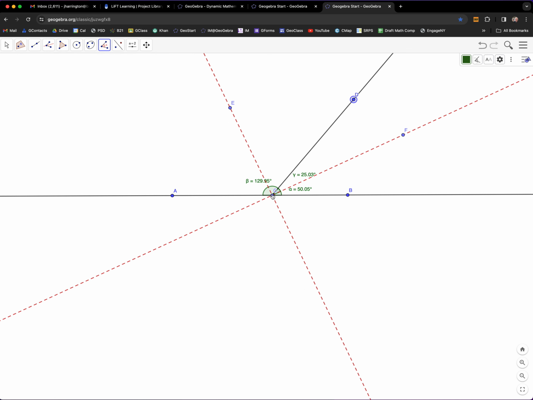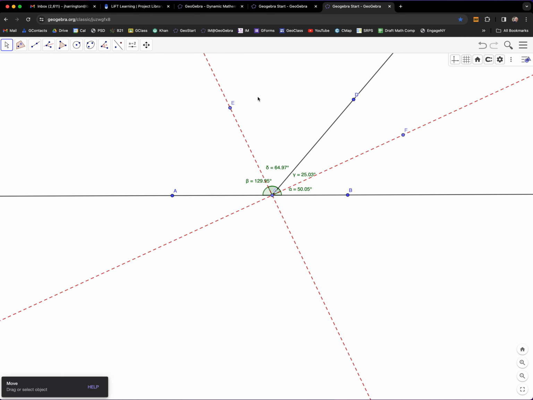D, C, E. And we'll move that so that we can read it. There it is. It's almost 65, and it's just off by that tiny amount. So if we add these together, the 65 and the 25, what do we get? 65 and 25. Well, 60 plus 20 is 80. 5 and 5 is 10. That's 90. What do you know?